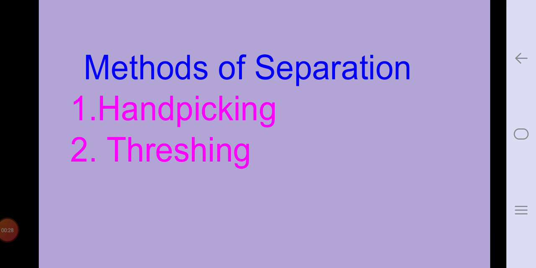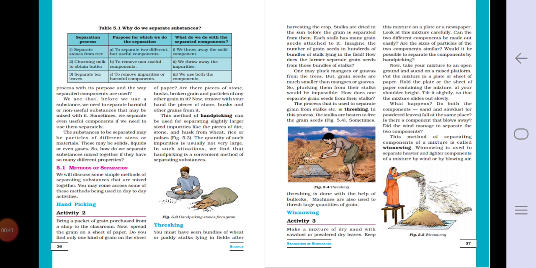There are different methods of separation, but only two we are going to study for today, that is hand picking method and threshing method. So we'll start from the textbook first. In your textbook, first activity is given, that is bring a packet of grain purchased from a shop to the classroom. Now spread the grain on a sheet of paper.